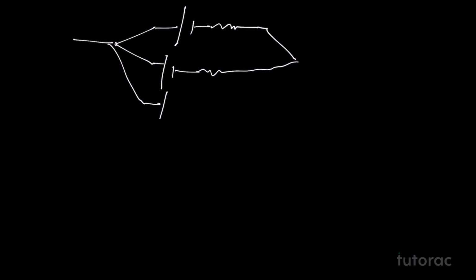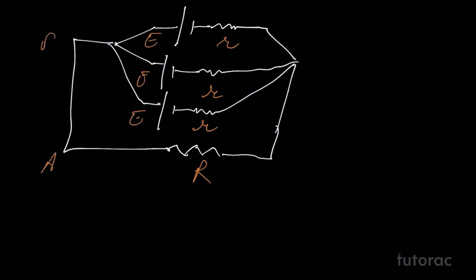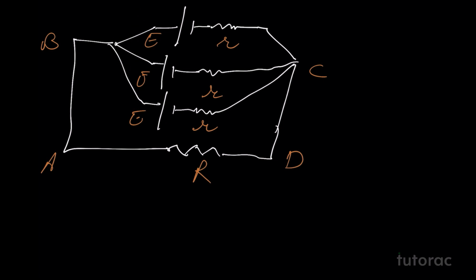Here I have, let's say, n number of cells with their internal resistance small r, and all are connected to an external resistance, let's say R. So we have this R. This is also small r, this is also small r, this is capital R, E, E and E. Now let's say this is A, B, C and D. Now we are trying to calculate. So what will happen? Let's see.